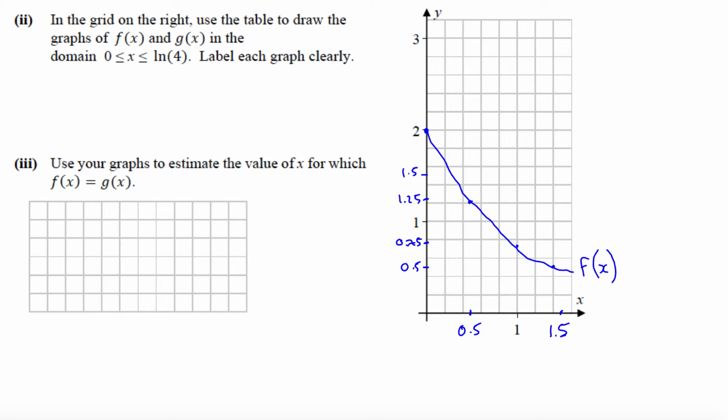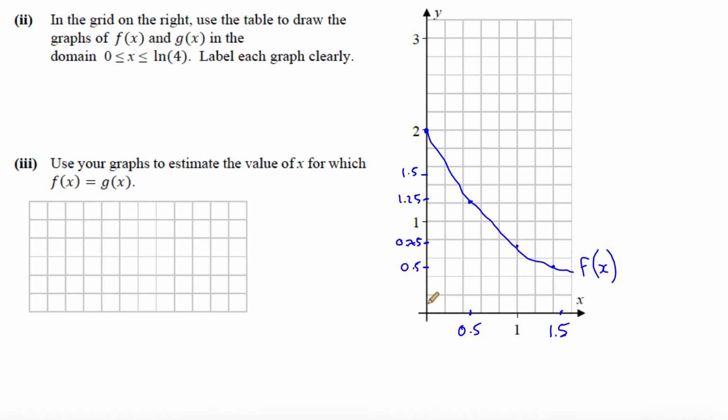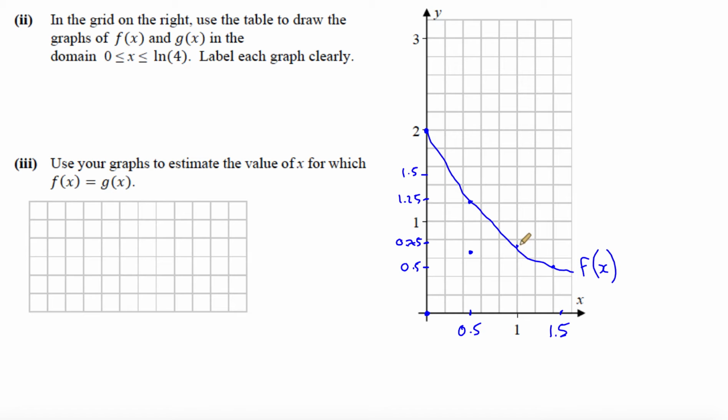And now we're just going to do g of x. So g of x, first point 0, 0. Then at 0.5 it's 0.65. So we've got 0, 0 here. Over to 0.5 up to 0.65, which would be somewhere about there. And at 1 we're going to 1.72. So at 1 we're going up to 1.72. There's 1.5, 1.75 would be here, so 1.72, somewhere about there.